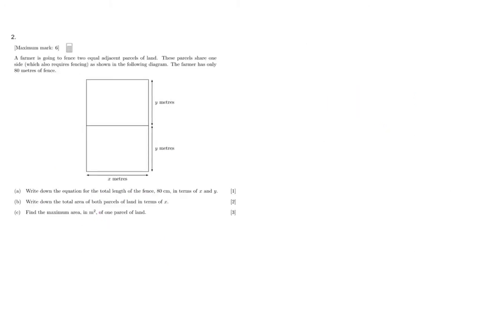Now for the second question, we have a farmer going to fence two equal adjacent parcels of land. These parcels share one side, like is shown here. The farmer has only 80 meters of fence. A, write down the equation for the total length of the fence, 80 meters, in terms of x and y.